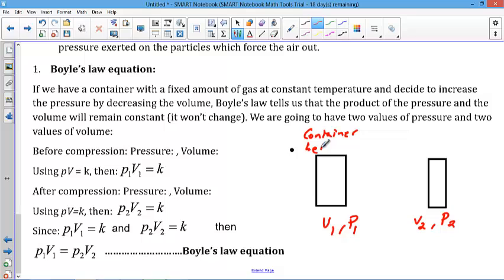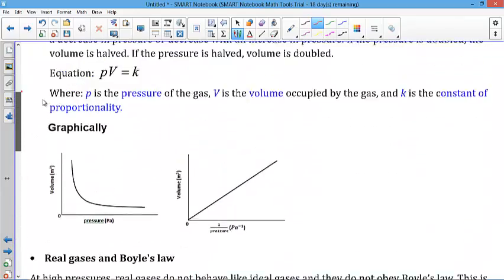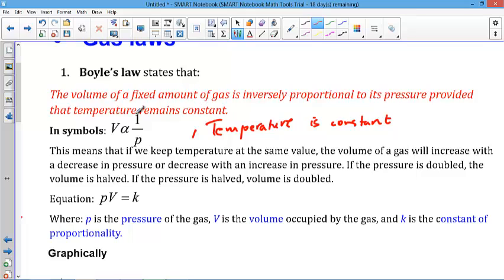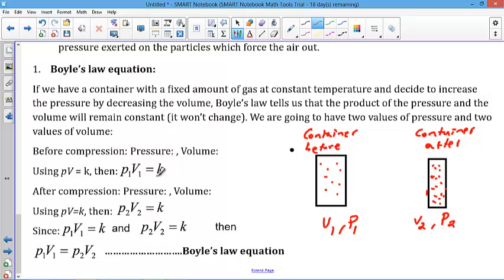This one is the container before, and then this one will be the container after. And of course we're having some particles of a gas there and there as well. We know from Boyle's law that when we're having a bigger volume like the one that we're having here in the first case, then the particles are going to occupy more volume and the pressure is going to be small. But if you decrease the volume, the particles are going to be closer and the pressure is going to be high. But then we've said that temperature and the amount of the gas remains constant, and that's what we represent with the K.